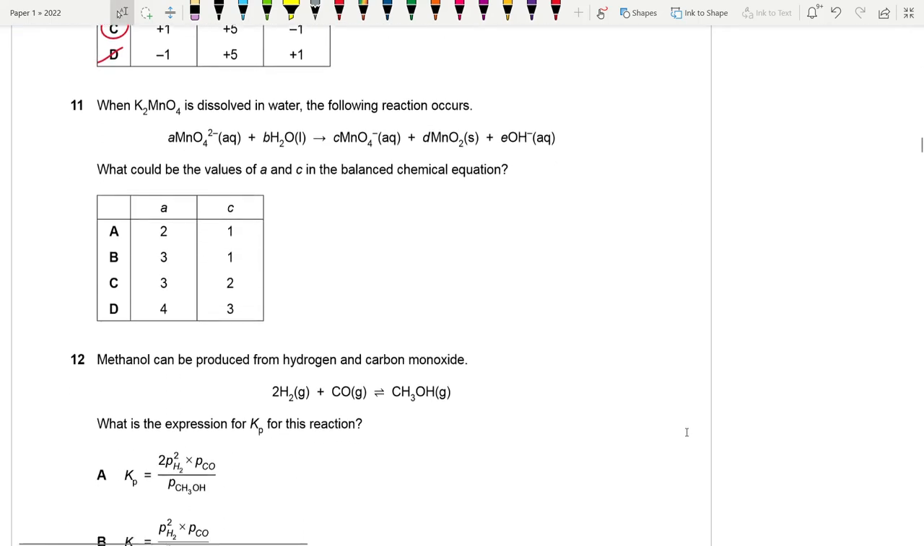11. When K2MnO4 is dissolved in water, the following reaction occurs. What could be the values of A and C in the balanced chemical equation? Okay, how do we solve these? You guys usually have a lot of problems in balancing. That's what I know. This is potassium permanganate. No, it's not permanganate. It's just manganate, a variation. So oxygen is -2, right? -2 times 4 is -8. So manganese has to be +6 over here so that the whole thing has a charge of -2. Okay. So manganese in MnO4 2- has a charge of +6.